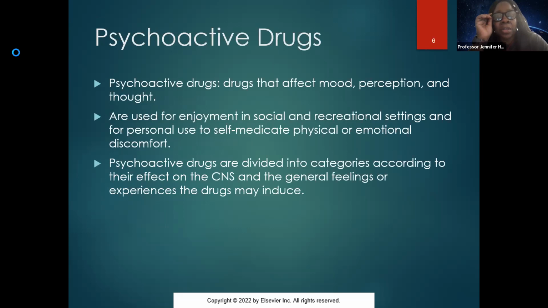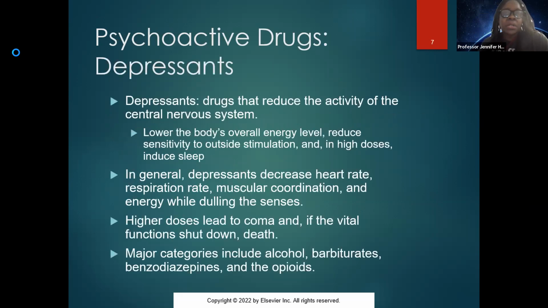You've got to get a supply, you're preoccupied, you've gotta have it, with a high tendency for relapse. Psychoactive drugs affect your mood, your perception, your thoughts, all of that. Often used for enjoyment and recreation, they can affect your central nervous system. Some of these drugs are depressants that reduce the activity of the central nervous system. So it messes with your brain and how you react.